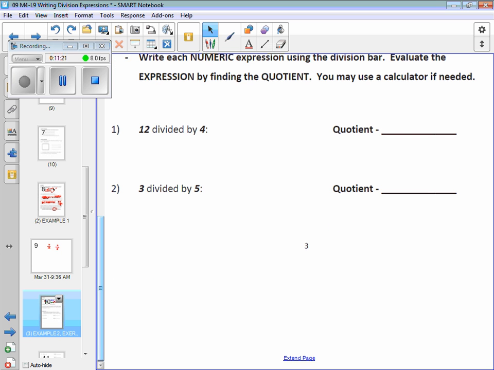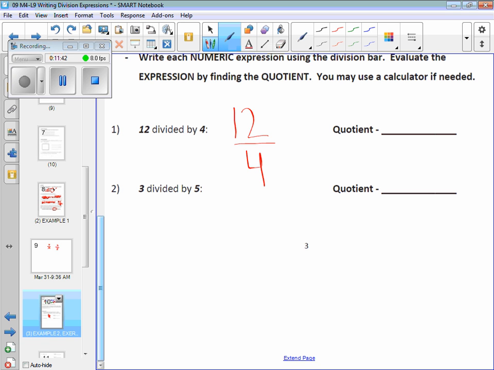I may ask you to do both, because you can do the answers for these, but as you'll see as we progress, there will be no answer. First, how you would write it using the new division bar. Underneath or to the side. Good, right there. Hit it. 12 divided by 4. Yeah, that's fine.